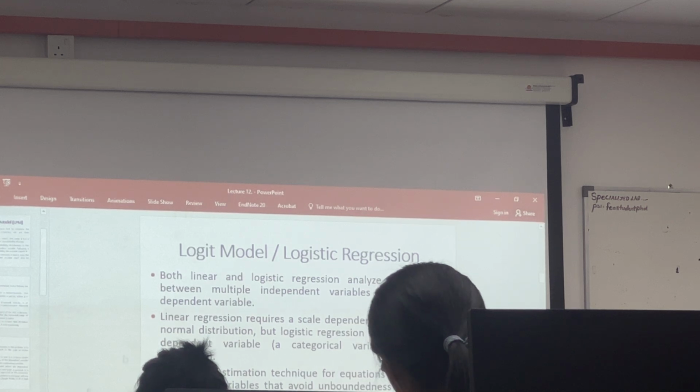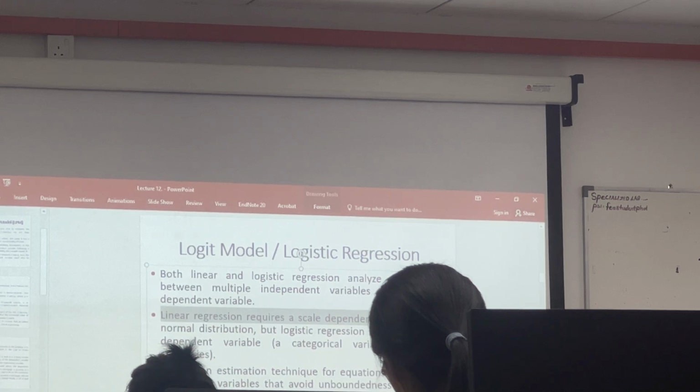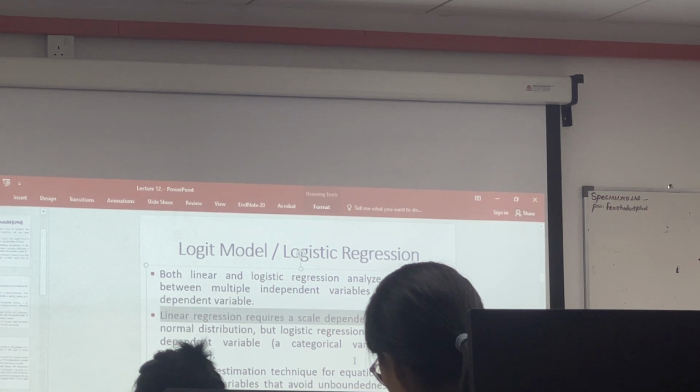So normally, in order to fulfill the assumption that we discussed before, we need our dependent variable to be a scale instead of a dummy variable. Okay, we have normal distribution, but logistic regression requires a binary dependent variable. That is a categorical variable with two categories, either 1 or 0 value.